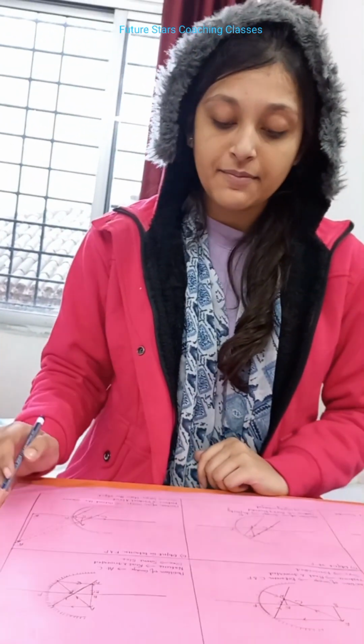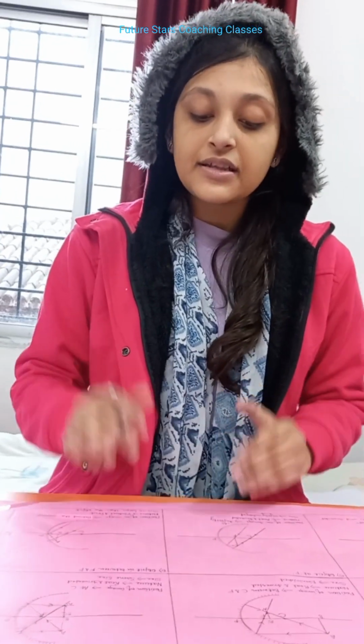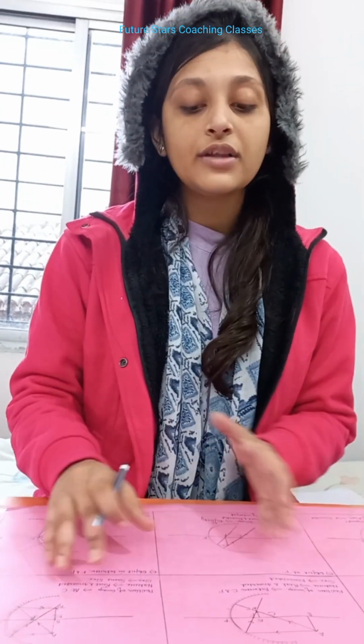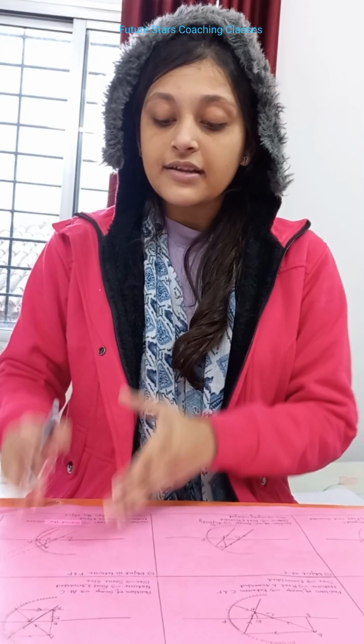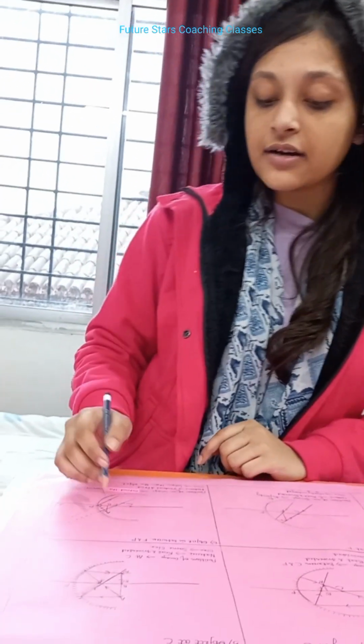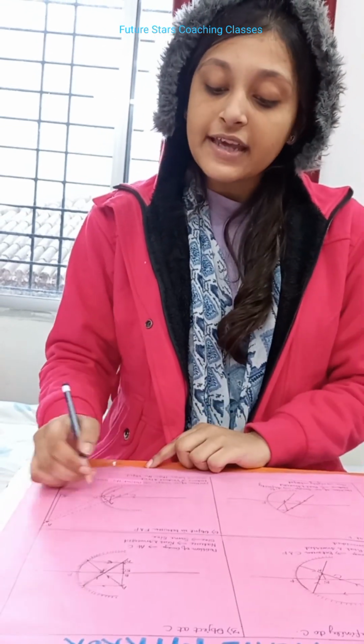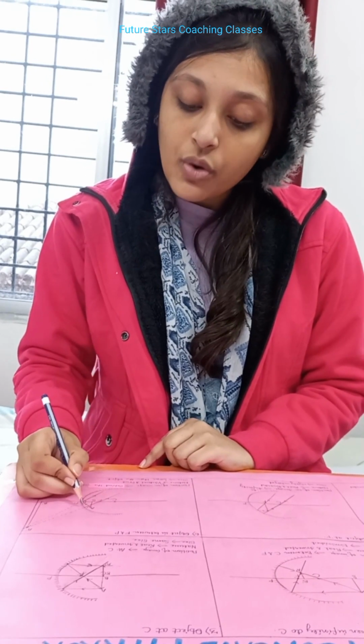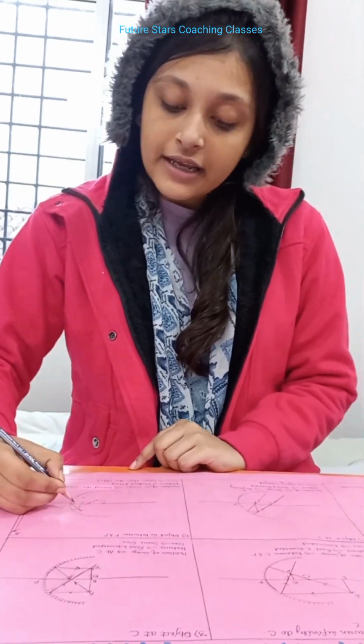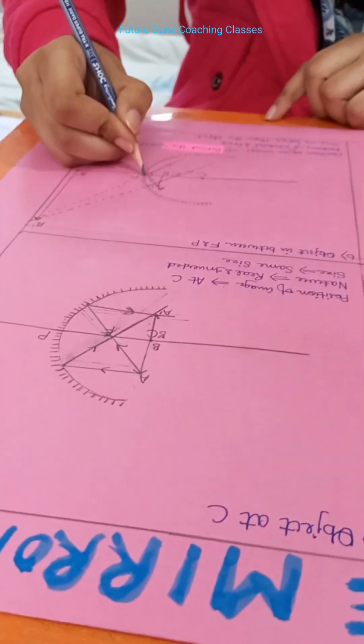The sixth case is object in between F and P. This case is different from all the five cases because here there is something different from all of the five others. So here we are taking the object between F and P, focus and pole. We can see we are again taking the parallel line and it's going through the focus. Again we are taking another line from the top of the object, and we are taking it from the pole.